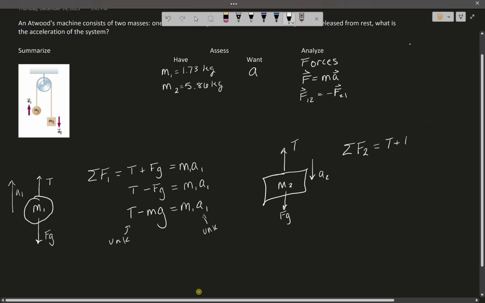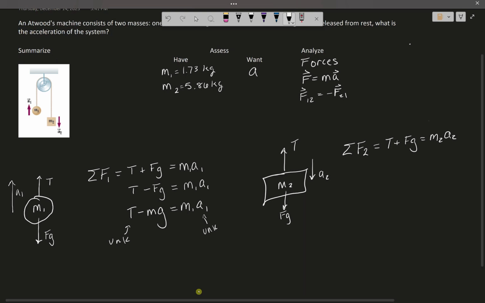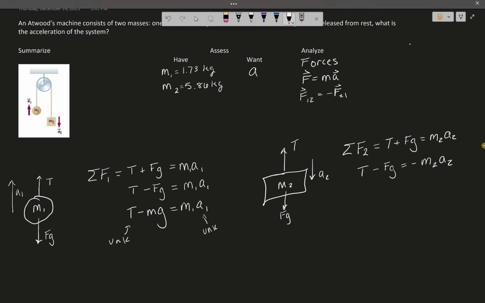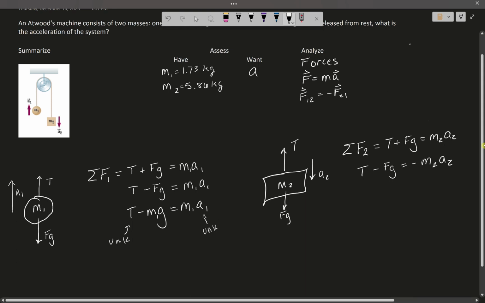So now I'm going to create a summation of forces for this second object, right? So I have tension, I have a force of gravity, and it's going to equal some acceleration, right? At this point in time, I don't have directionality incorporated here. I just have a summation. So now I need to incorporate my directionality. My tension is still going in the positive direction, but now my force of gravity is pulling down, and I have a negative directionality for the acceleration of this object. Sorry, I forgot to note that's M1.